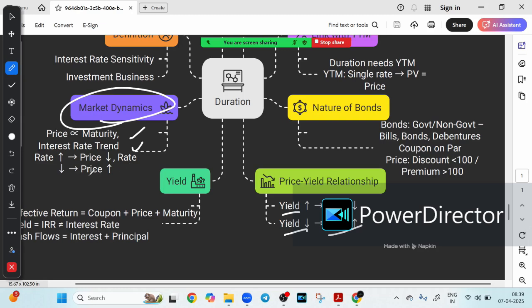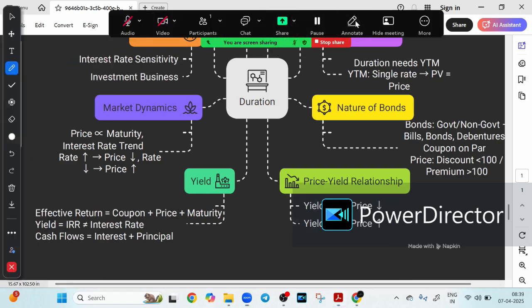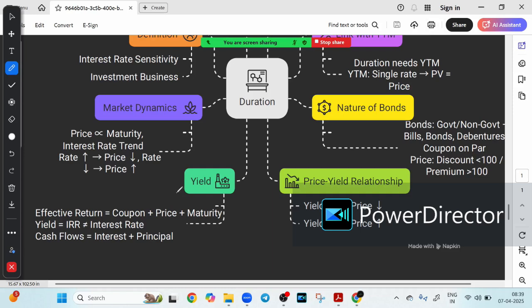confidently. And if you talk about the yield, what does it mean? Yield is the actual return you are getting. It's not just interest. It includes coupon, price gain or loss, and maturity payout. It is also called IRR, internal rate of return. So yield shows what your cash flows are really worth.